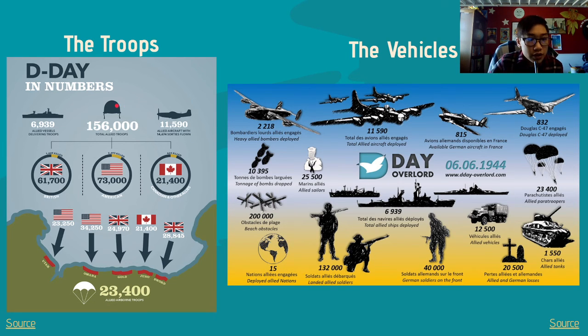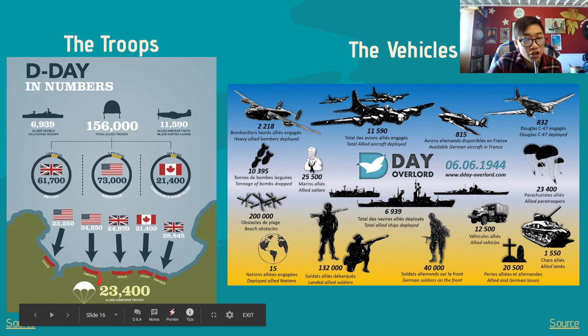Now over here on the troops, you can see that there were 6,939 Allied vessels delivering troops. We had 156,000 Allied troops, and we had 11,590 Allied aircraft with 14,674 sorties flown. As you can see, we have our numbers for the Canadian, American, and British forces. Americans obviously had the most. However, we also had close to the same amount of casualties as the British. And here you can see how many of each one went to each of the 5 different beaches of Normandy. And we had 23,400 Allied airborne troops drop in.